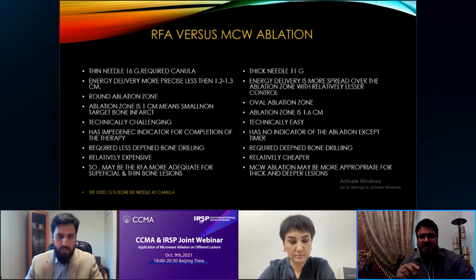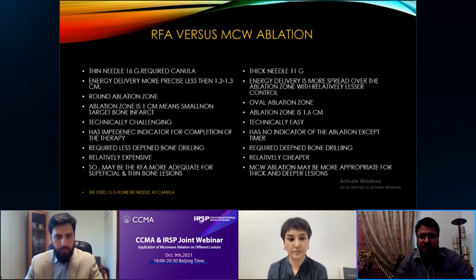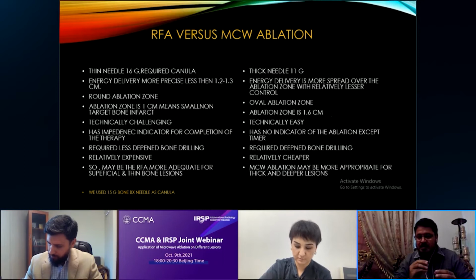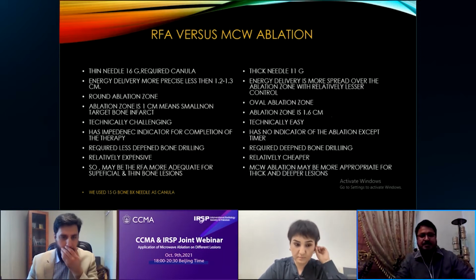The energy delivery in RFA is very circumscribed and round in shape, and it ablates 1.2 to 1.3 centimeter diameter of the bone, whereas the ablation is elliptical in microwave ablation, and we don't 100% know, but we think the energy delivery is relatively sometimes uncontrolled in microwave ablation.